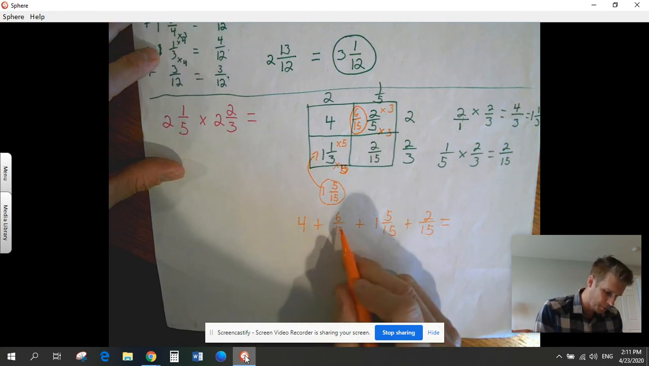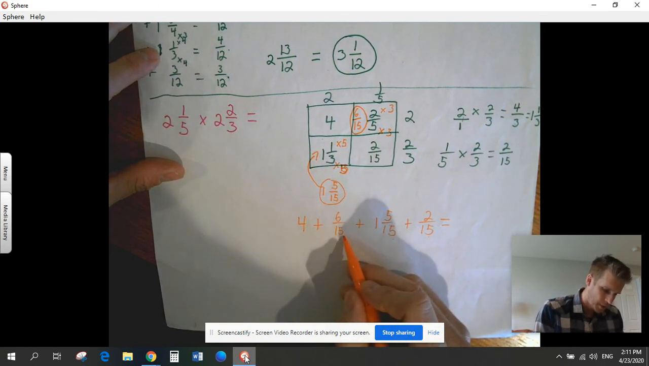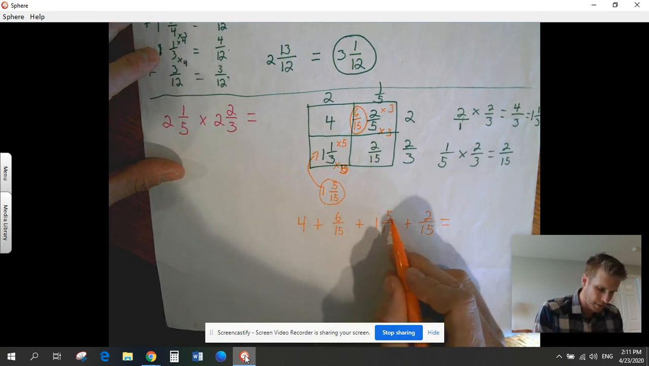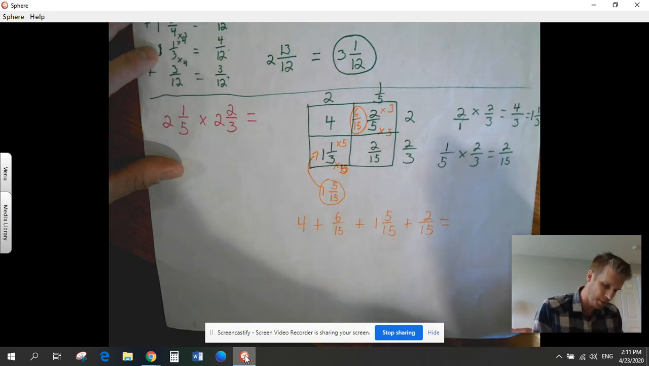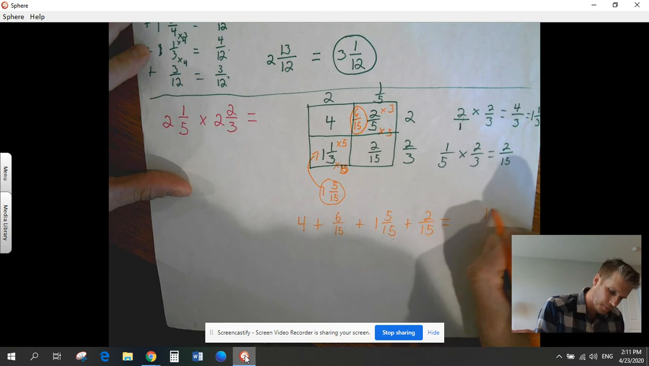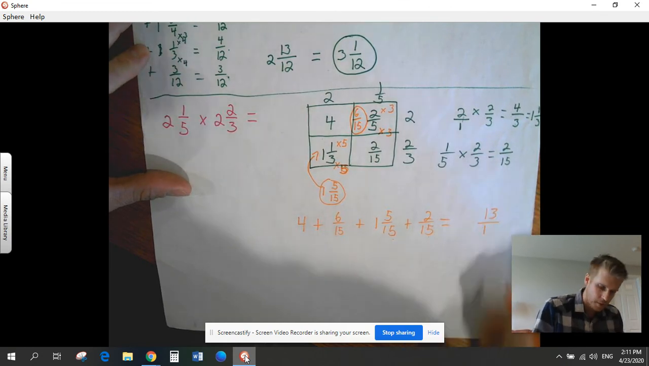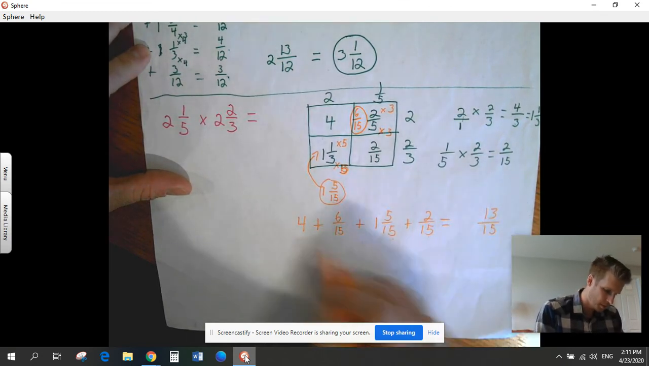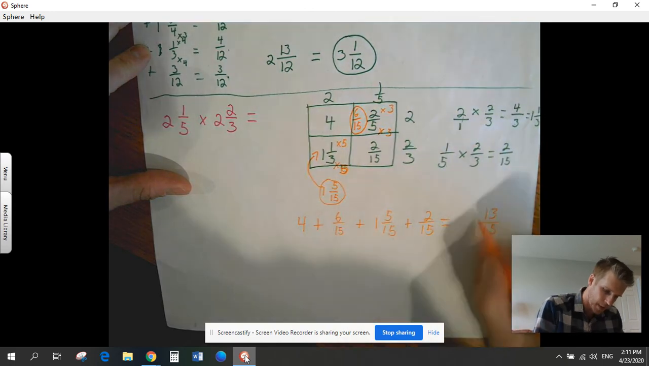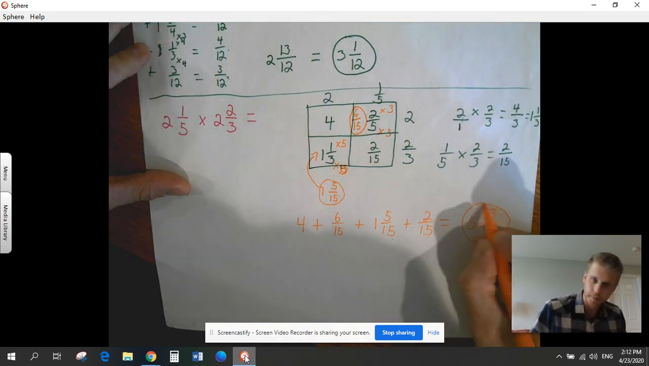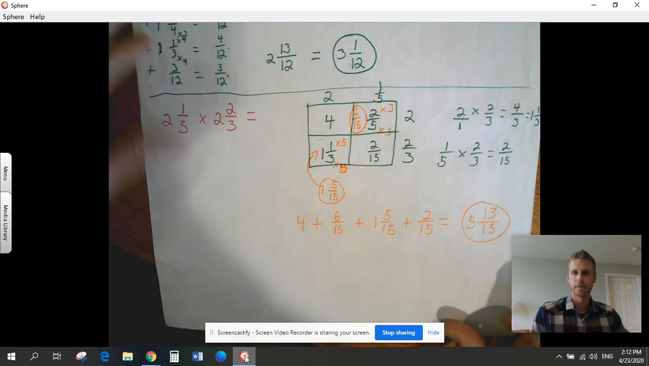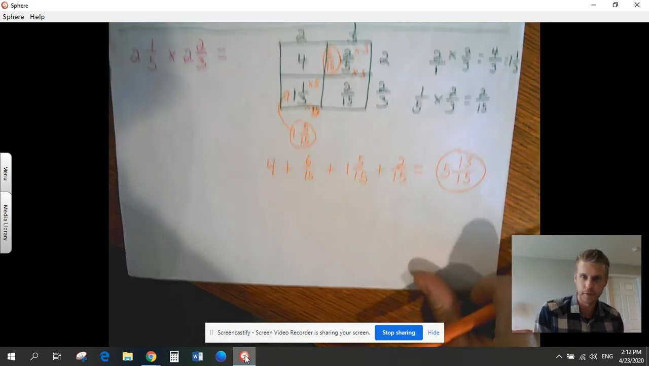All right, I'm going to do fractions first. Add those all up. 6 fifteenths, 6 plus 5 is 11. 11 fifteenths plus 2 is 13 fifteenths. And then 4 plus 1 is 5. The grand total answer for that last problem is 5 and 13 fifteenths.